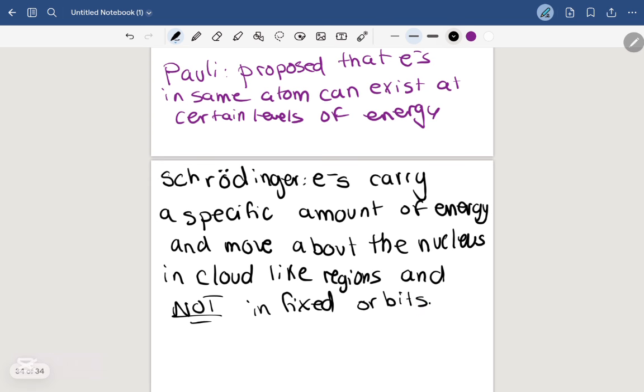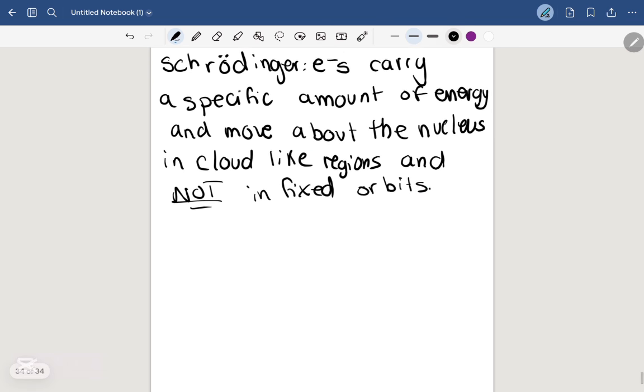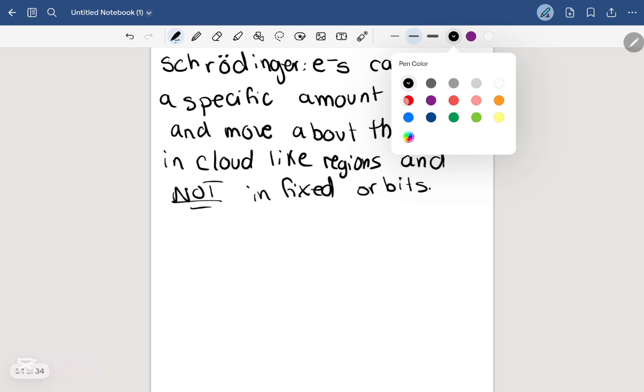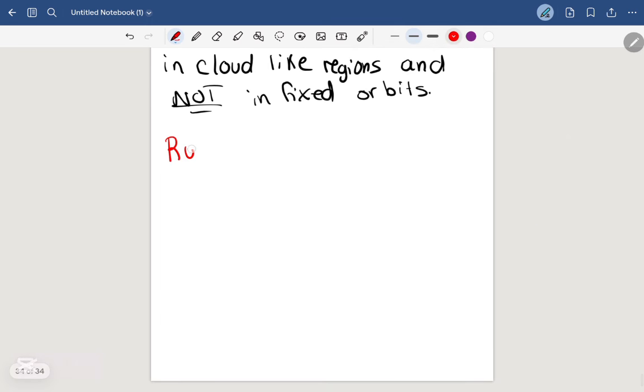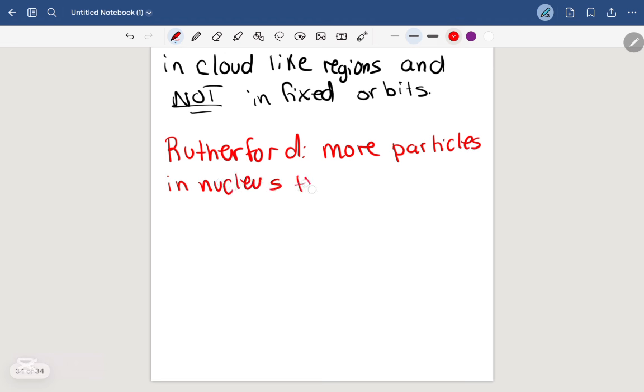Perfect. So then, after all of these discussions and ideas and concepts, Rutherford, he's back with his team, he's back with his students, and then he's doing what? He's measuring the number of particles in the nucleus. And he says that there's definitely way more particles in the nucleus than protons. So Rutherford found that there's more particles in the nucleus than only protons.